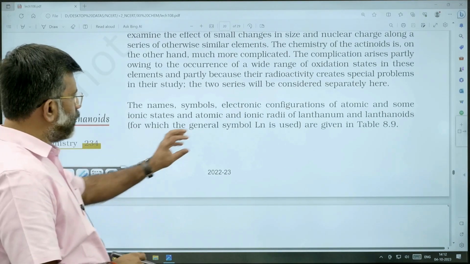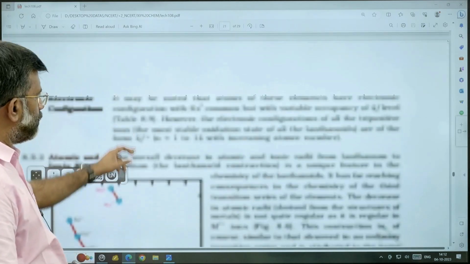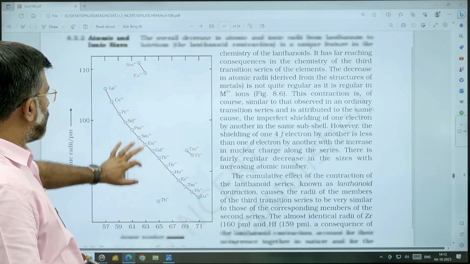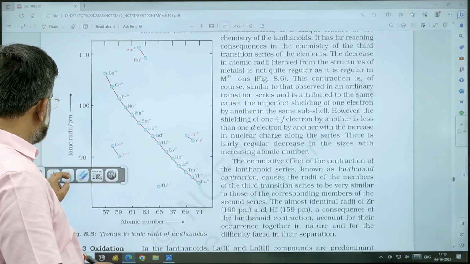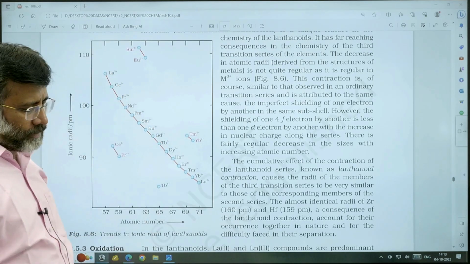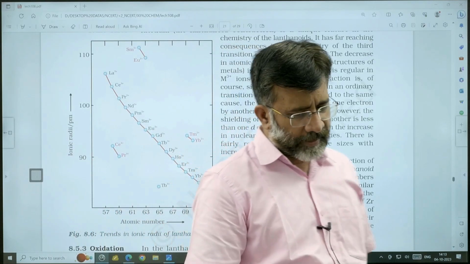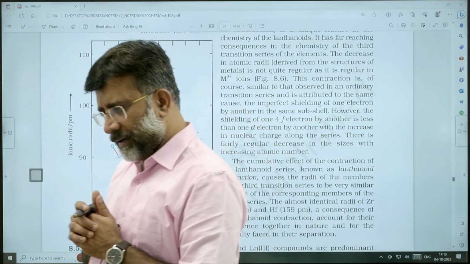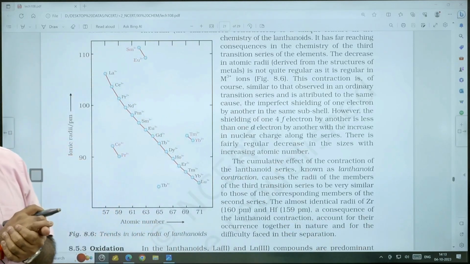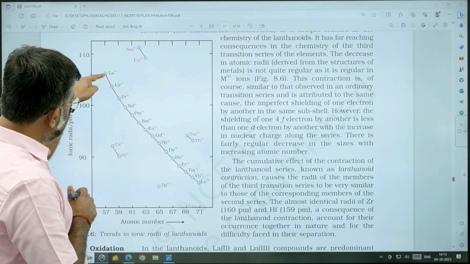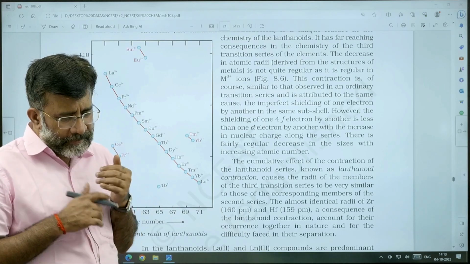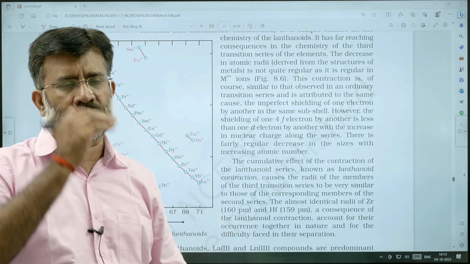For lanthanoids, the symbol used is Ln. This is lanthanoid contraction. Diagram 8.6 shows the lanthanoid contraction: a gradual decrease in the atomic and ionic size, especially ionic size. In atomic size, except for one element, there is also a gradual decrease, as a result of increased nuclear charge.